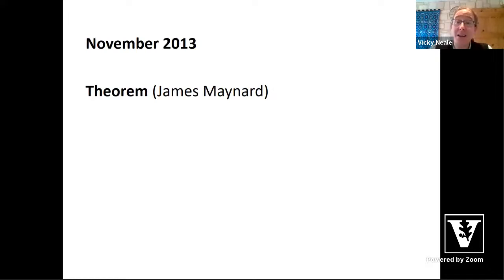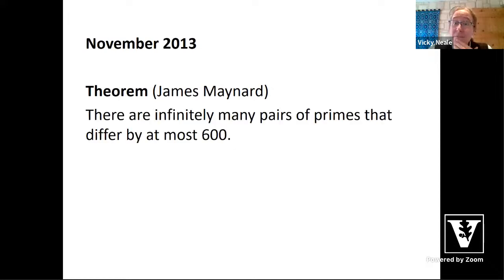And James Maynard managed to show that there are infinitely many pairs of primes that differ by at most 600. So a big step forwards from 4,680, getting even closer to the twin primes conjecture, and also in some ways simplifying the argument, having some new ideas that made the argument a bit easier. Terence Tao had some similar ideas at the same time, but James Maynard got a slightly better numerical bound.